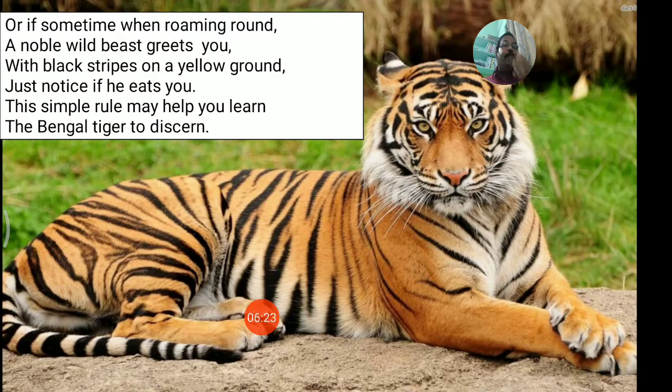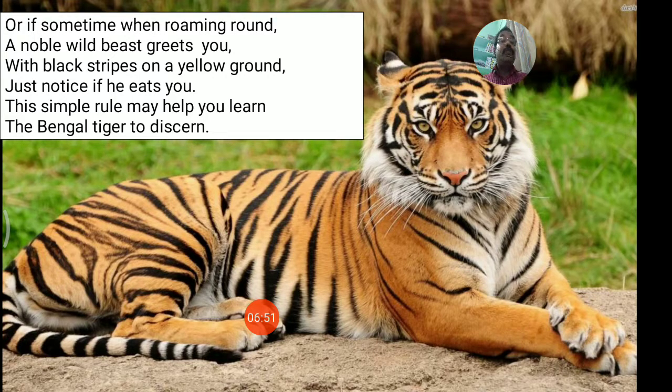Then moving on to the next stanza, the poet is introducing you to the Bengal tiger, how to identify a Bengal tiger. So the stanza is like this: "Or if sometime when roaming round a noble wild beast greets you with black stripes on a yellow ground, just notice if he eats you. This simple rule may help you learn the Bengal tiger to discern."